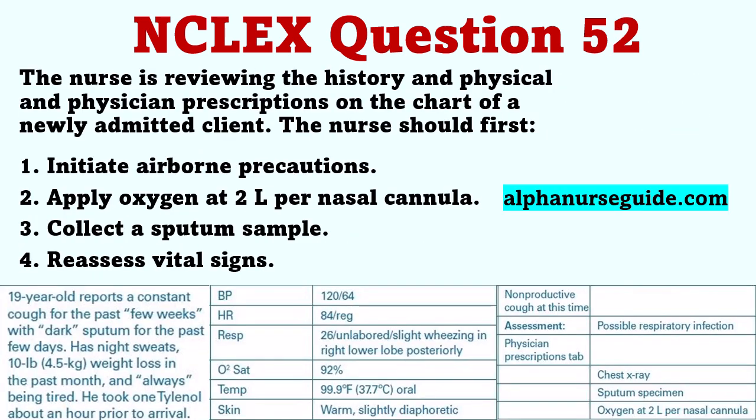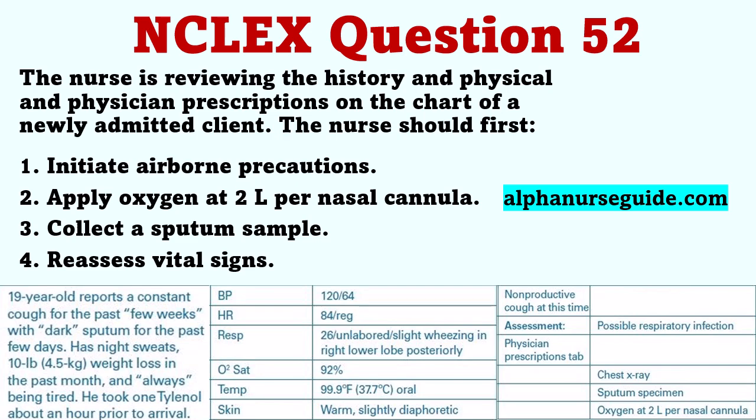The nurse is reviewing the history and physical and physician prescriptions on the chart of a newly admitted client. The chart reads, 19-year-old reports a constant cough for the past few weeks with dark sputum for the past few days. Has night sweats, 10 pounds weight loss in the past month, and always being tired. He took 1 Tylenol about an hour prior to arrival.